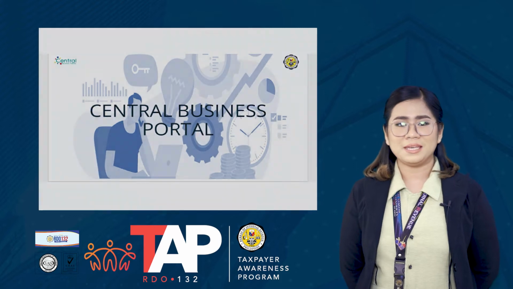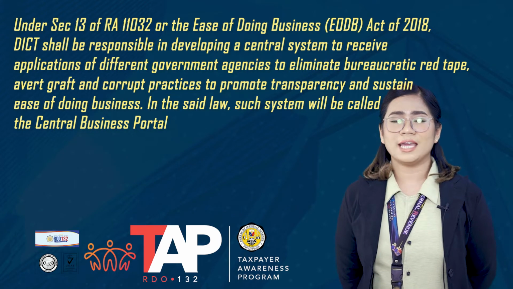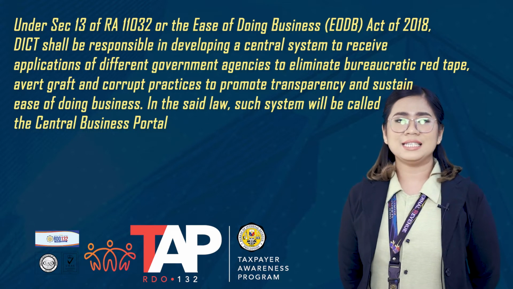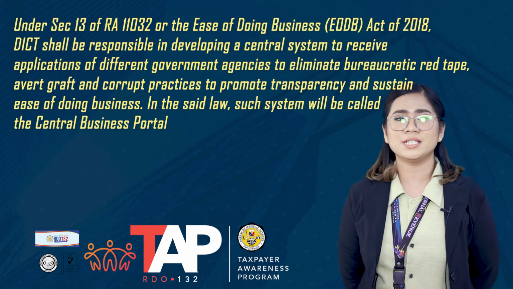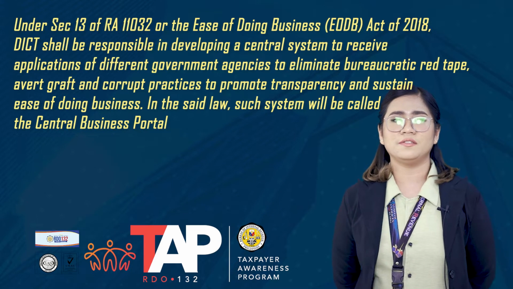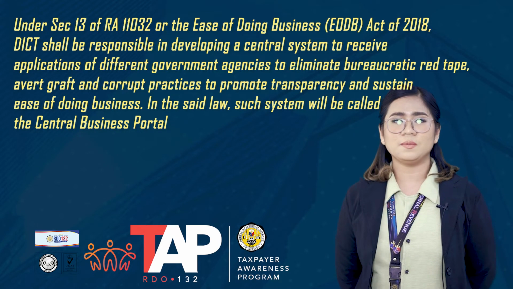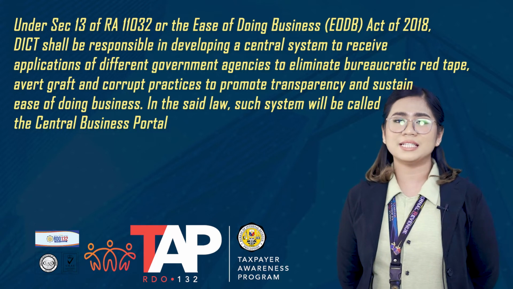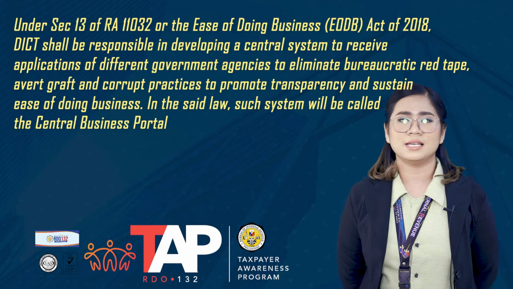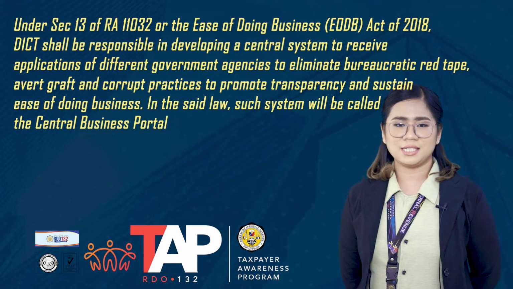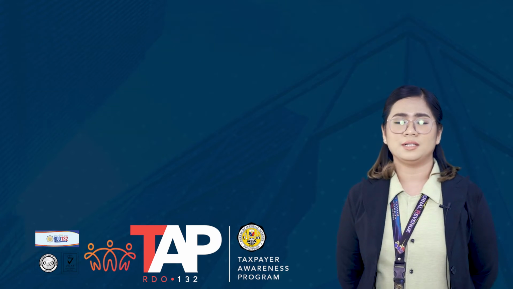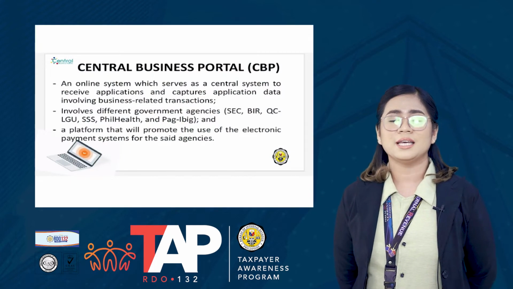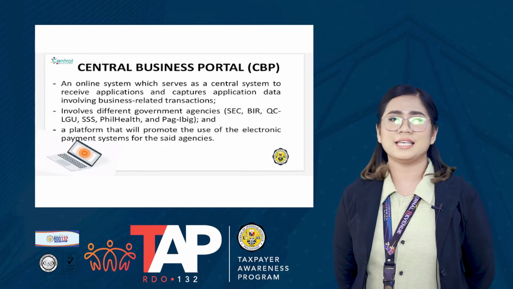So what is CBP? Under Section 13 of RA 11032, or the Ease of Doing Business Act of 2018, the ICT shall be responsible in developing a central system to receive applications of different government agencies to eliminate bureaucratic red tape, avert graft and corrupt practices to promote transparency and sustain ease of doing business. In the said law, such system will be called the Central Business Portal. Simply said, CBP is an online system to register with SEC, BIR, PhilHealth, SSS, and Pag-ibig.